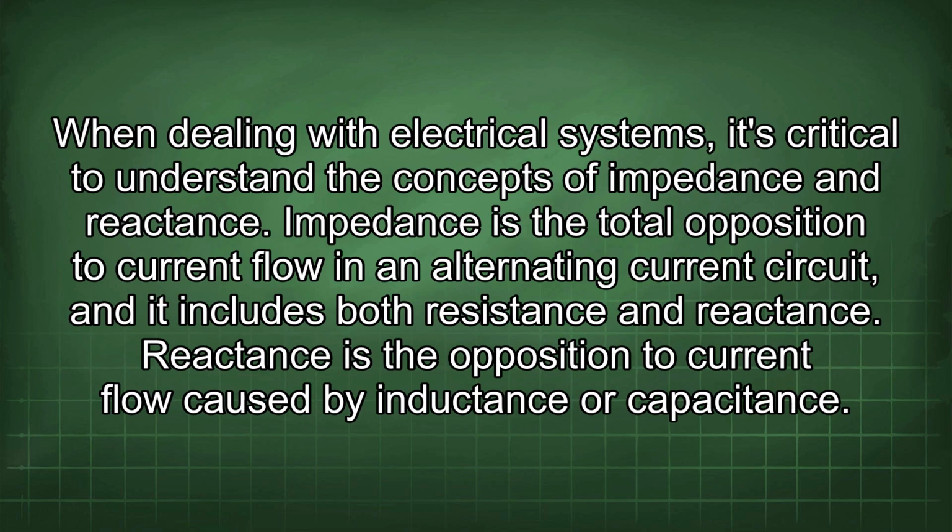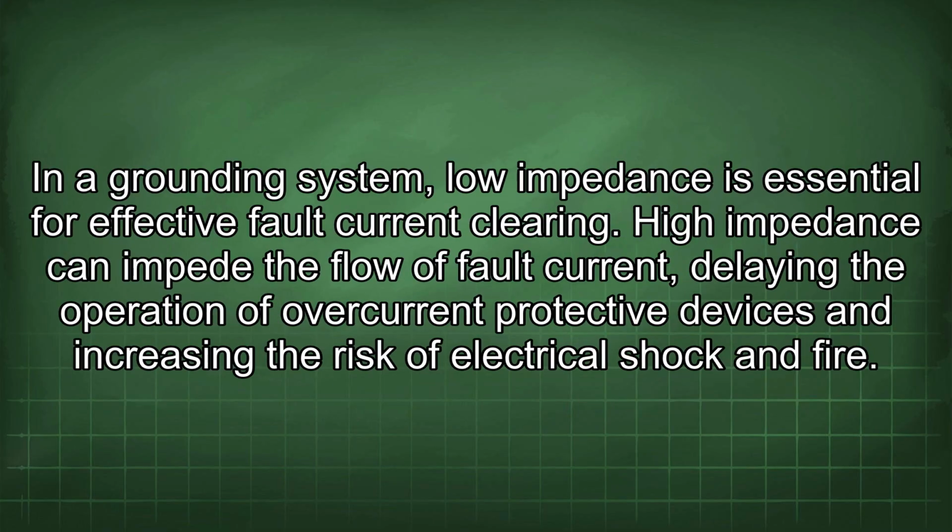When dealing with electrical systems, it's critical to understand the concepts of impedance and reactance. Impedance is the total opposition to current flow in an alternating current circuit, and it includes both resistance and reactance. Reactance is the opposition to current flow caused by inductance or capacitance. In a grounding system, low impedance is essential for effective fault current clearing.